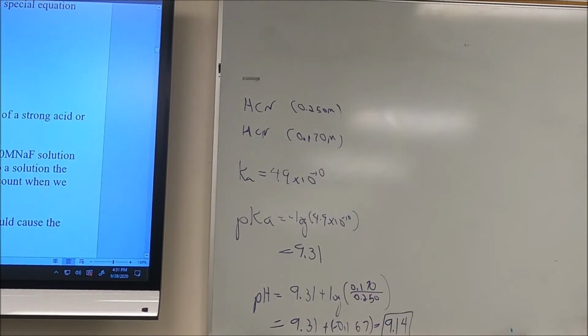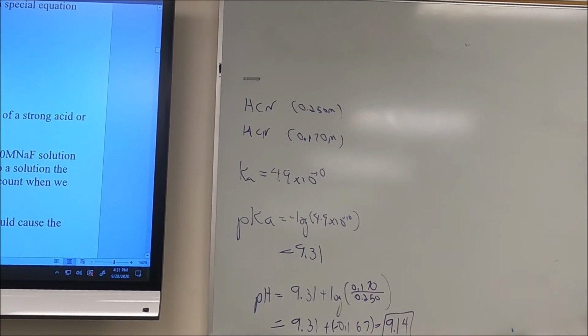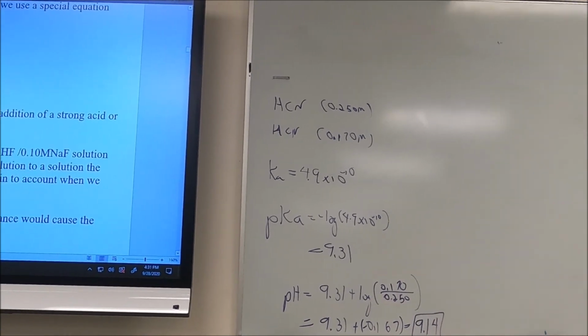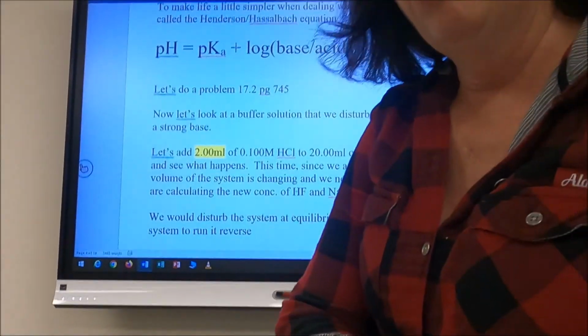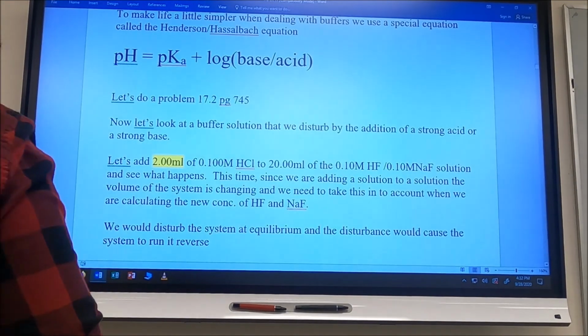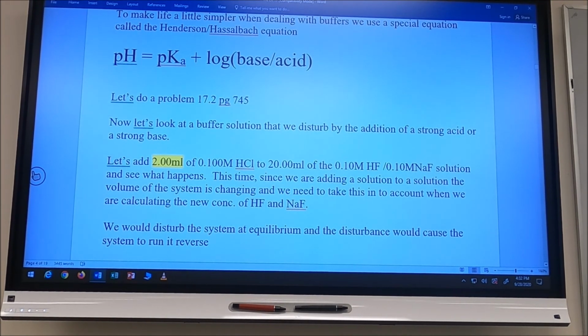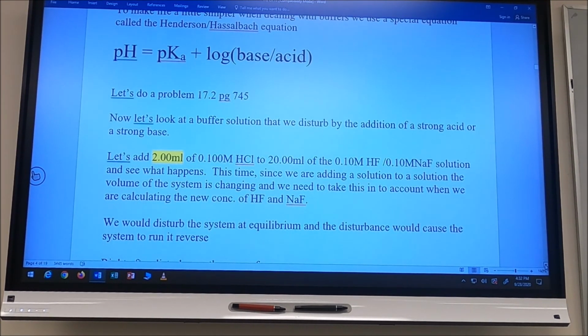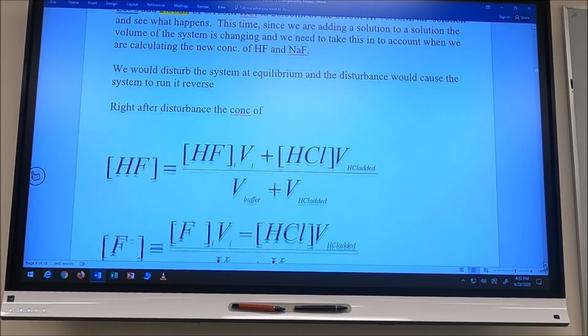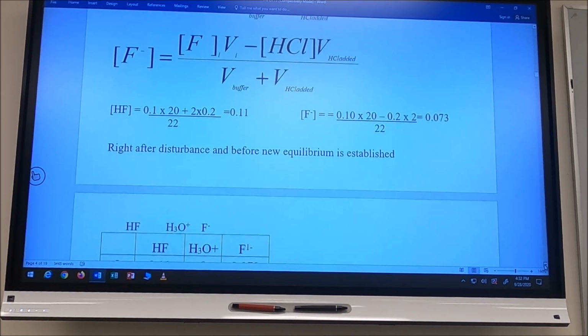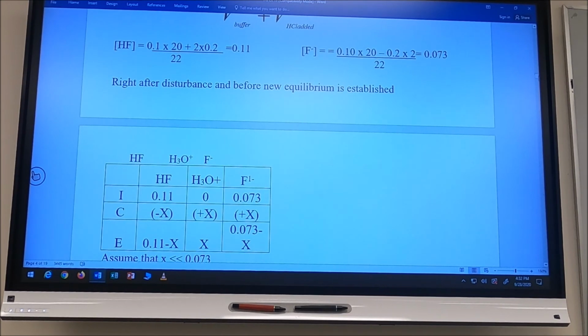Okay? So, buffer solutions. When we're dealing with buffer solutions, we're always going to use the Henderson-Hasselbalch equation. pH equals pKa plus the log of base concentration over acid. Okay? Now, I did the one where we did the disturbance for you already. I did them out of order. I apologize. So let's scroll on down here.